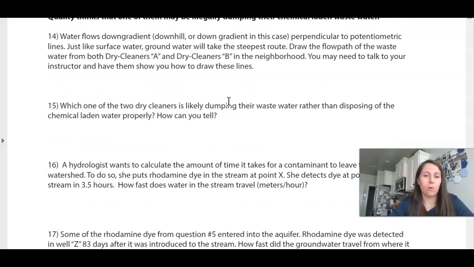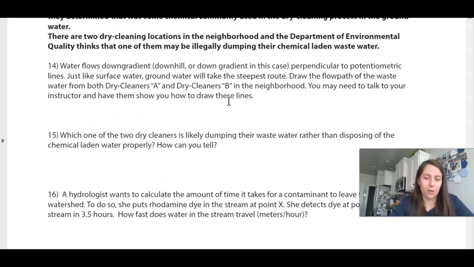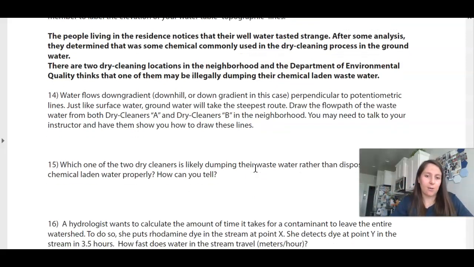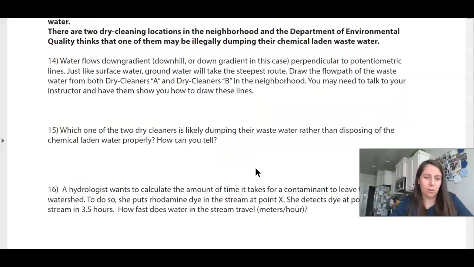So ideally, once you have drawn the flow paths coming from either one of them, one of the flow paths is going to be closer to the residents than the other one. And so that is how you pretty much know, because the residents were the ones who tasted the water and they thought it was strange. So if the flow path of one of the dry cleaners goes nearby the residents, it's more likely that it will be from that dry cleaner than the other one.